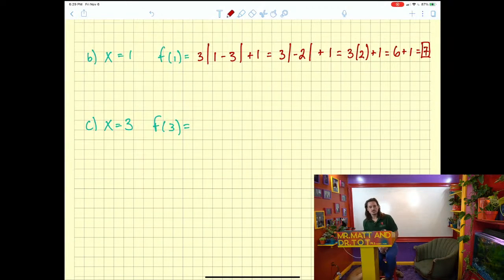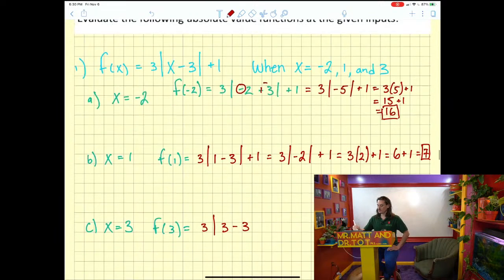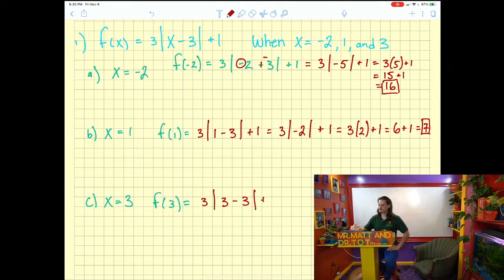If you have any questions, then please let me know. F of -3 would be 3 times the absolute value of, f of +3. I don't know if I think I said -3. F of +3 would be 3 times the absolute value of 3 minus 3, quantity plus 1.